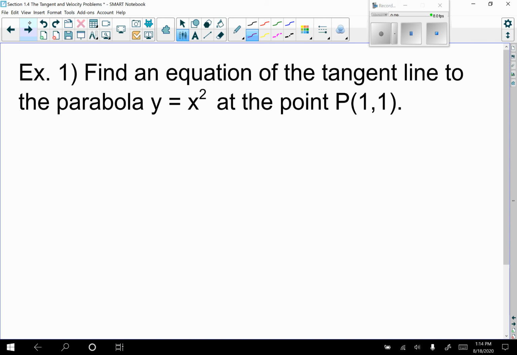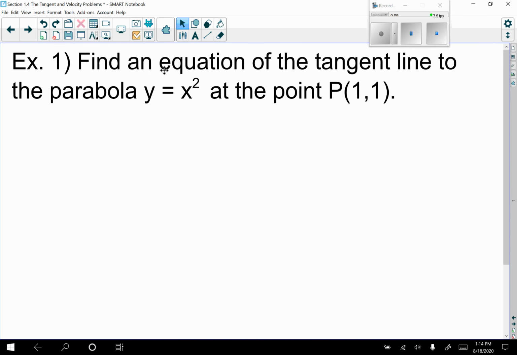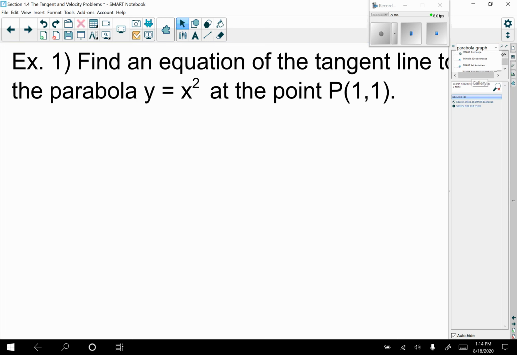So for our first example, we're going to find an equation of the tangent line to the parabola y equals x squared at the point 1, 1. So go ahead and pause the video, copy this down, and we want to make a hand sketch of the graph of y equals x squared and the point 1, 1.